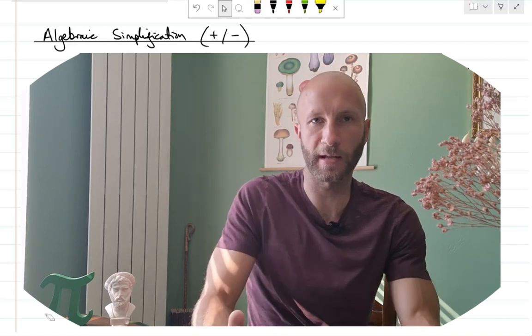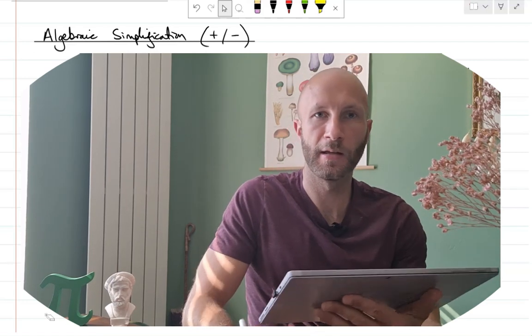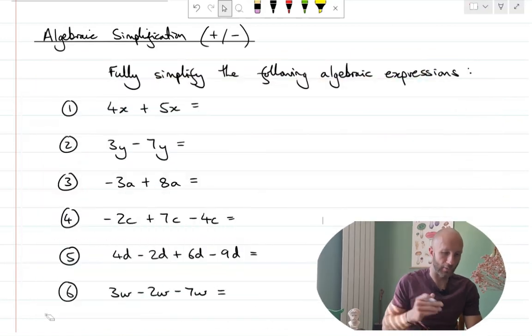Today we're going to be looking at algebraic simplification, in particular addition and subtraction. It's just a fancy way of saying adding and subtracting kind of letters. We'll get straight into this. So fully simplify the following algebraic expressions.